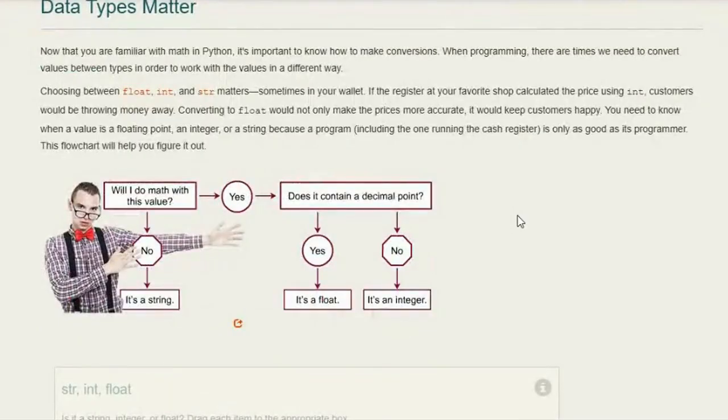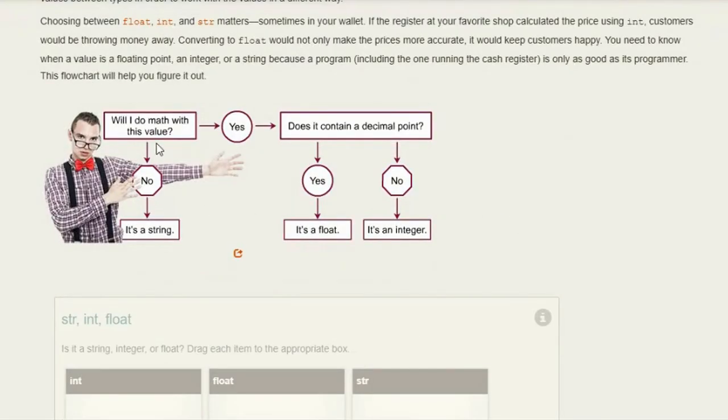So this flow chart helps you figure it out. Will I do math with this value? If not, it's just a string. You got a 52, maybe that's an apartment number. It's nothing you're going to do math with. It is a number, but we're going to treat it like a string because it's just like an apartment number or something. But if we are going to do math with it, does it contain a decimal point? Or I like to say, could it possibly contain a decimal point? It might not right now, but there could be a different number you enter and it would need a decimal point. So if so, make it a float. If it's never going to have a decimal point, it's an integer.